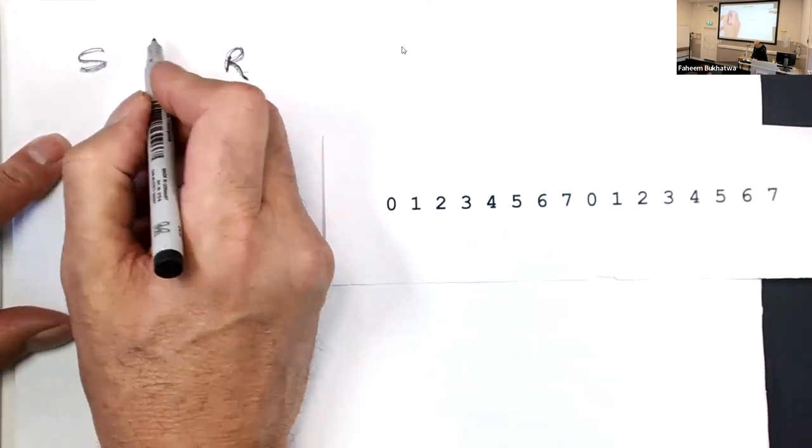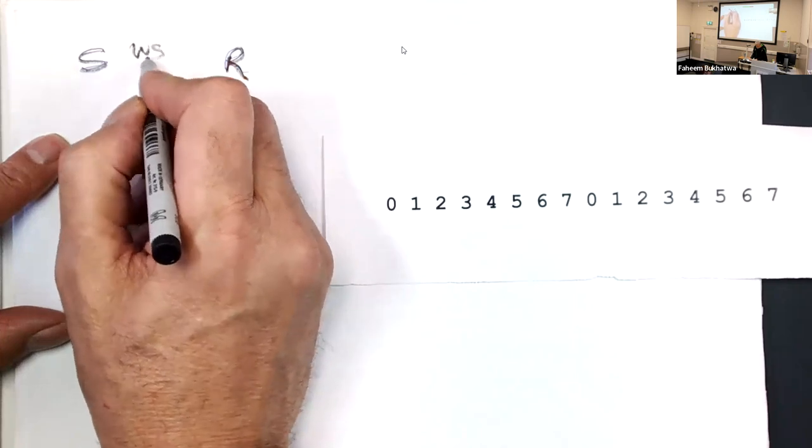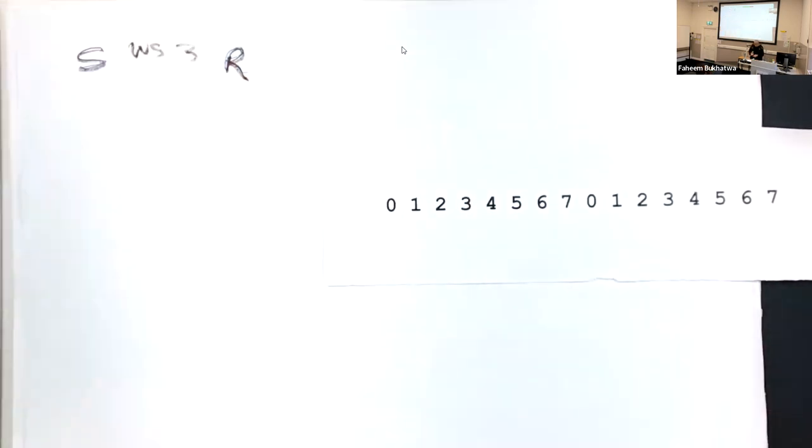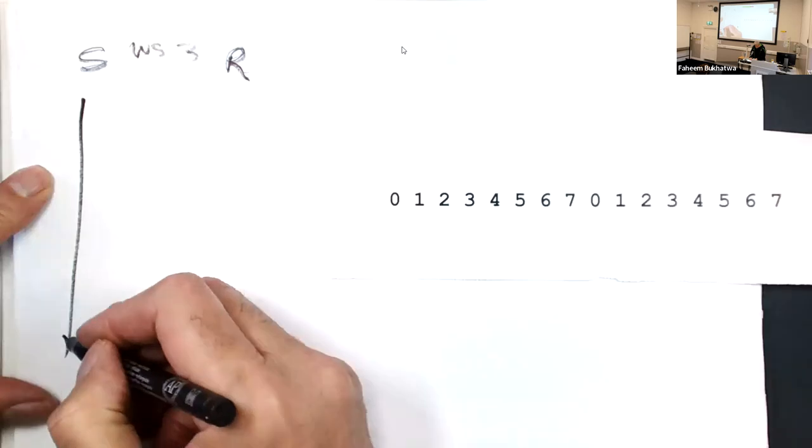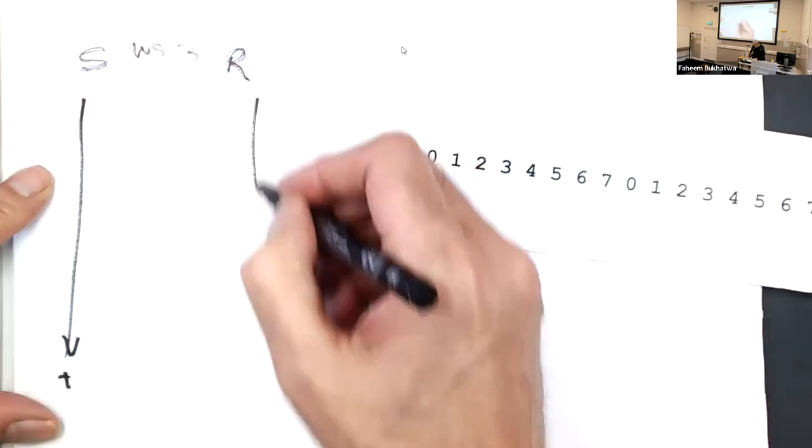And if we agree on window size 3, for example, the window size just indicates to the sender what frame numbers and how many frames the sender can send. And usually we use a timeline at both sides.